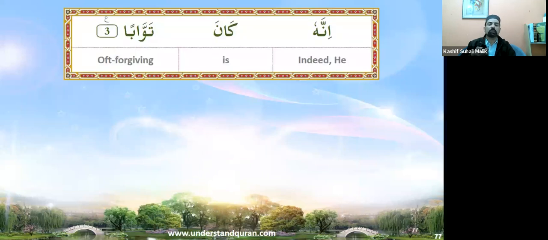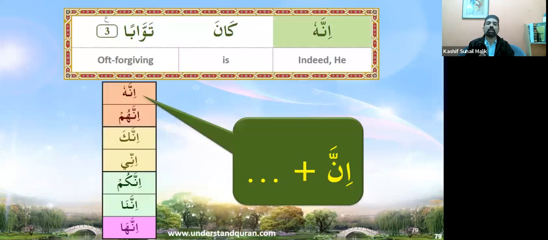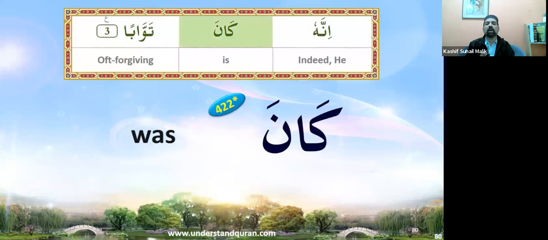So the last part of the verse is innahu kana tawwaba. Inna. Who? These are two parts. Who will tell me the meaning of inna? We have done it already. Indeed. We did it yesterday also. Indeed. And indeed. Inna who? Indeed he. So inna who? Alhamdulillah. Kana. Kana means he was. So it comes in Quran 422 times. So remember the meaning of kana.